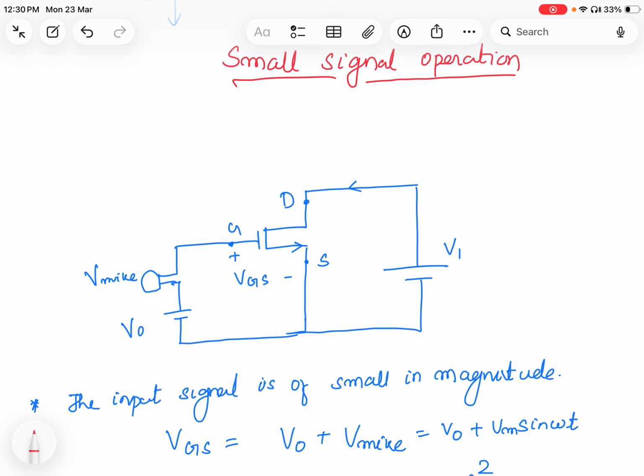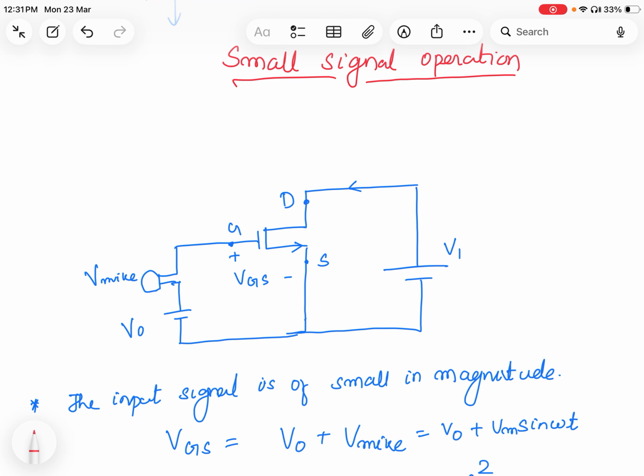Before starting the small signal operation, let us find out what small signal modeling or small signal operation means. Basically, it is a common analysis technique used to approximate the behavior of electronic circuits containing nonlinear devices such as diodes and transistors. As we are going to discuss a MOSFET, you know that the MOSFET, or field effect transistor, is a non-linear device.